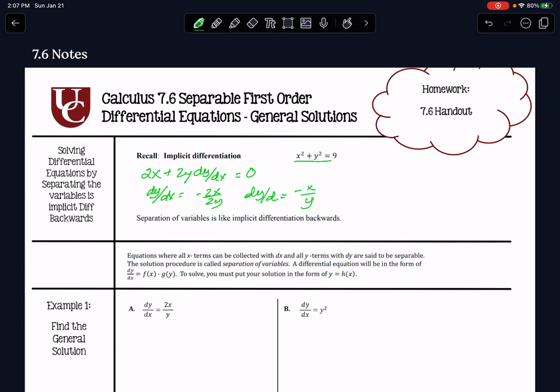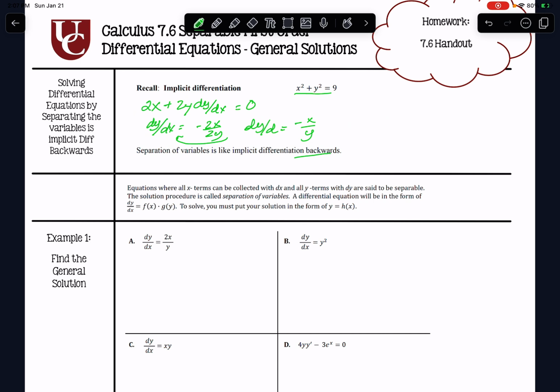All right, so now separation of variables is like implicit differentiation backwards. So right when I did this, when I put that 2y down there, it's like I put it back. So let's just see, I think it'll make sense.